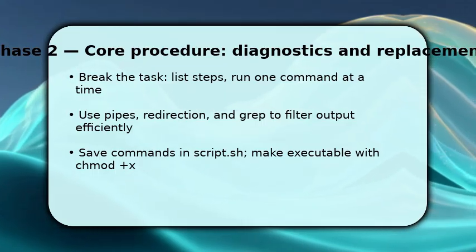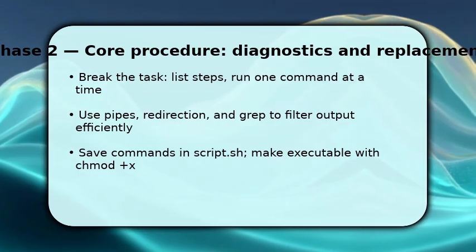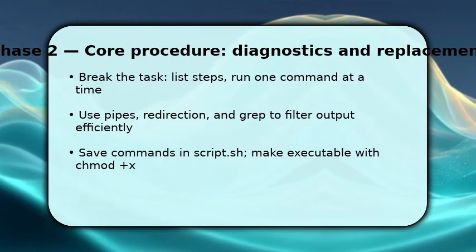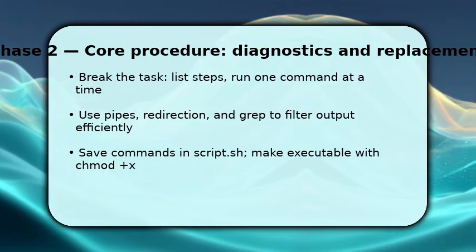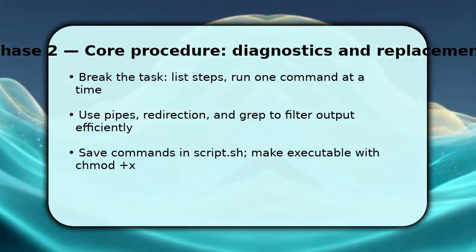Make repeatable sequences a script.sh file, then use chmod +x to make it executable. Once done, run the script and watch for exit codes. Non-zero codes tell you where to focus next, enabling faster iteration and cleaner results.